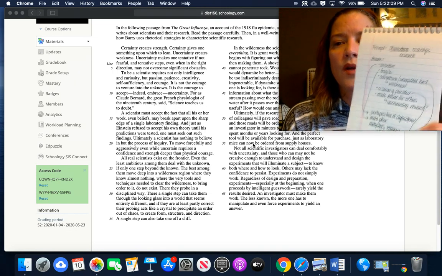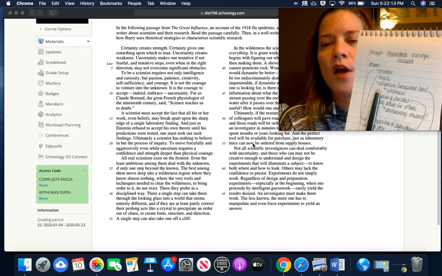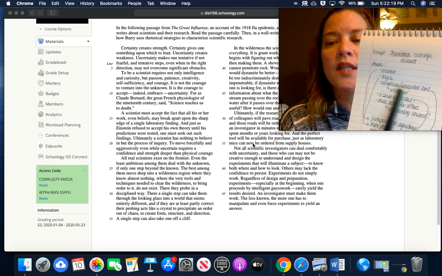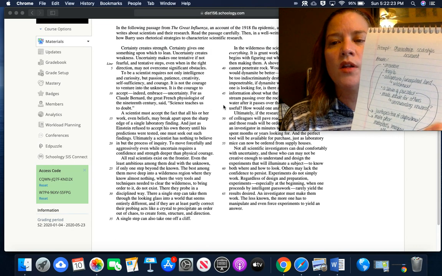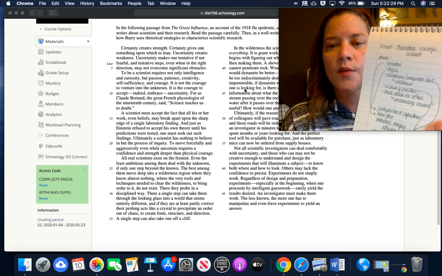Okay. So now he's saying that because he says it exists on the frontier, we're talking about scientific research as being a wilderness or an adventure or an unexplored land. And this whole section here is all about that unexplored land. It continues, these two paragraphs right there is where he's dealing with that.